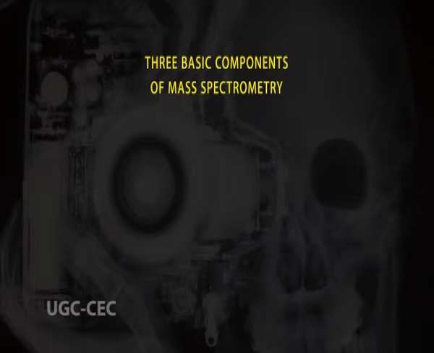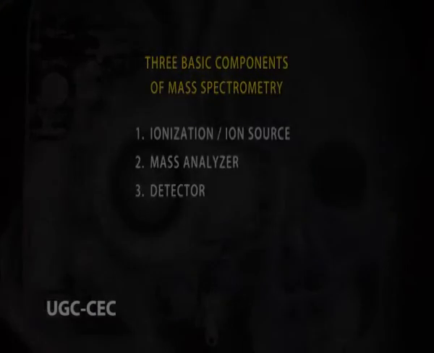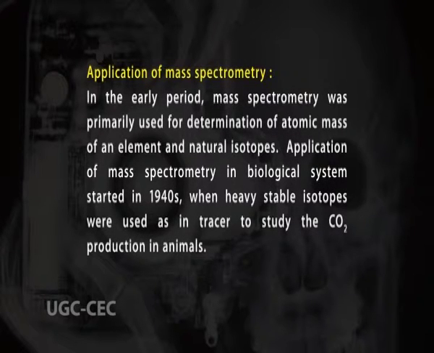Thus, mass spectrometry has three basic components, namely the ionization or ion source, the mass analyzer, and a detector. Now, the application of mass spectrometry. In the early period, mass spectrometry was primarily used for determination of the atomic mass of an element and natural isotopes. Application of mass spectrometry in biological systems started in the 1940s when heavy stable isotopes were used as a tracer to study the carbon dioxide production in animals.